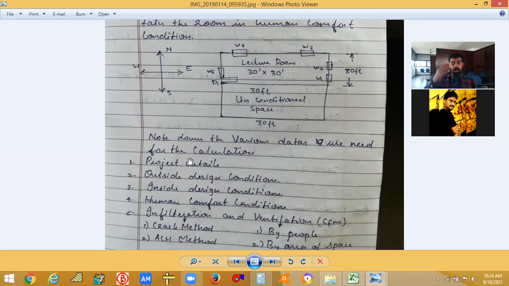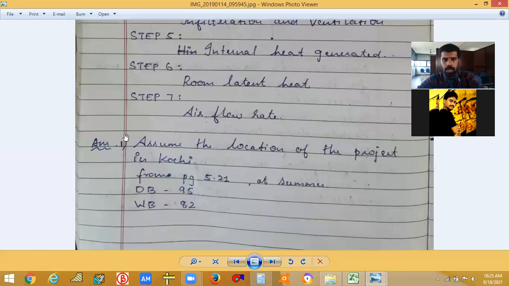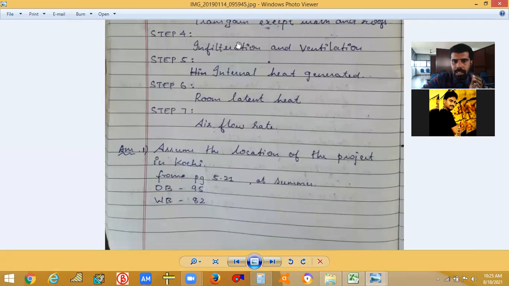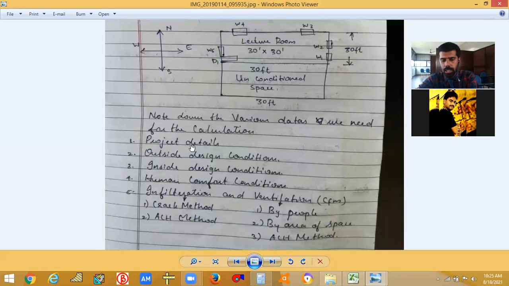From that tabular column or from that sheet, you will be getting all the values like dry bulb temperature, wet bulb temperature, humidity ratio, its latitude, everything you will get from there. So I am not showing you that sheet again. First you write the first point. You can write the solution. So these are the part of the question till step 7. Now we are going to solve each point. First we are going to deal with this point, project details.